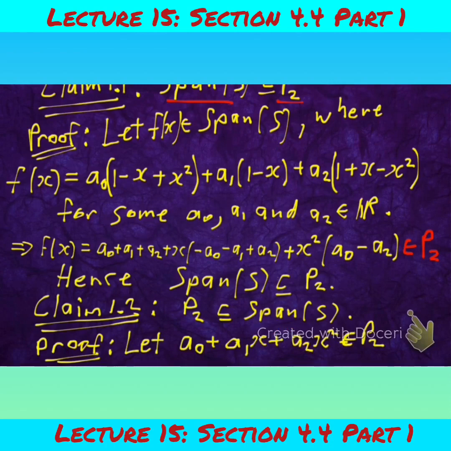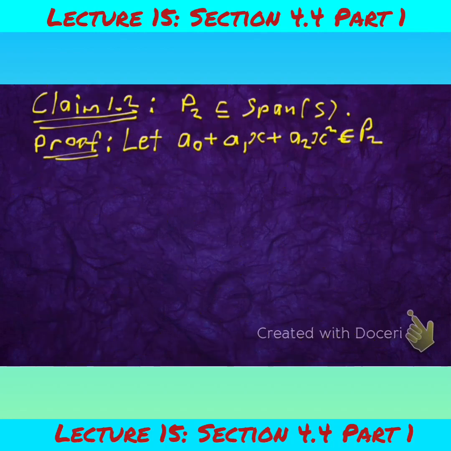So let's take a point in P2. What needs to happen for something to be in P2? It needs to be a polynomial of degree at most 2. There is my polynomial of degree at most 2, and that is in P2. Now I need to show that this polynomial lies in the span of S. In other words, it is a linear combination of the vectors in S. And that is the aim. There we've got our polynomial. Now I want to check whether it's in the span of S.